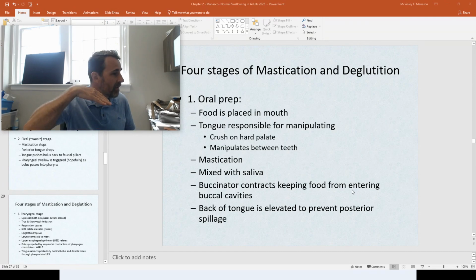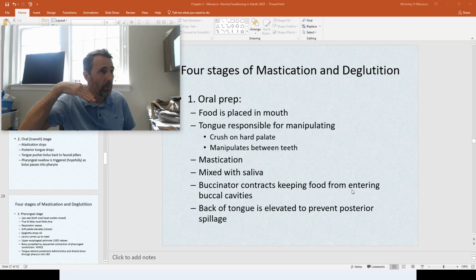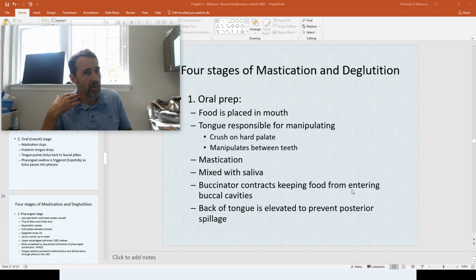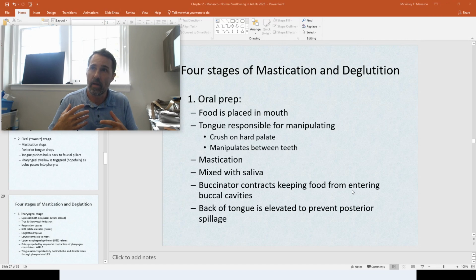If the back of the tongue is not elevated appropriately because of unilateral weakness, then there's a greater possibility that there's going to be some premature spillage into the pharyngeal cavity. Premature spillage is going to be problematic, potentially cause aspiration and penetration. So posterior spillage or premature spillage is the same thing. If this happens, this would be an oral phase dysphagia.